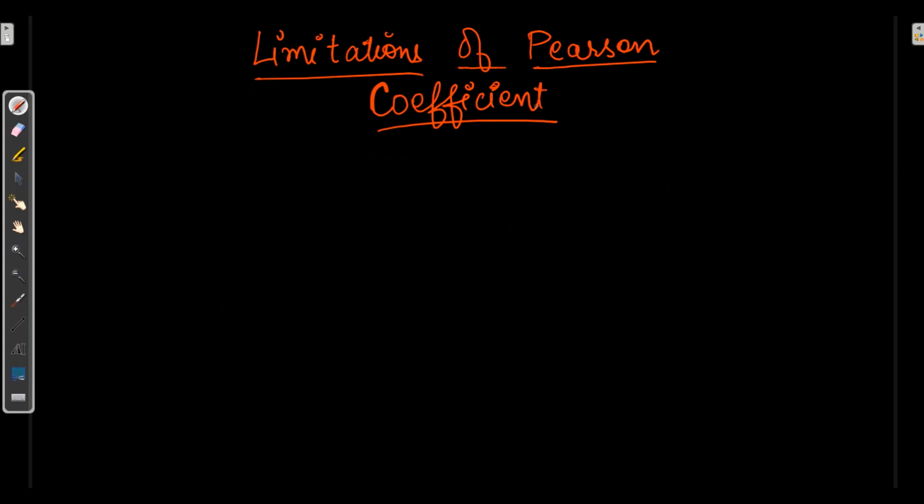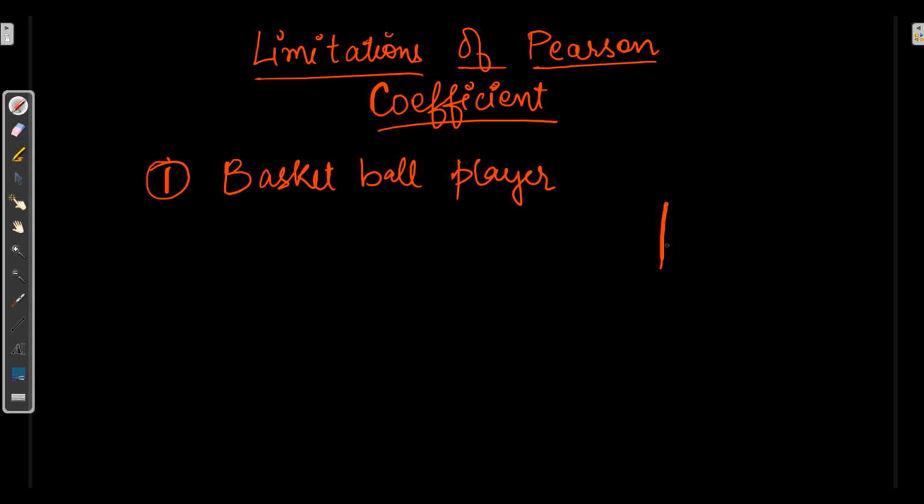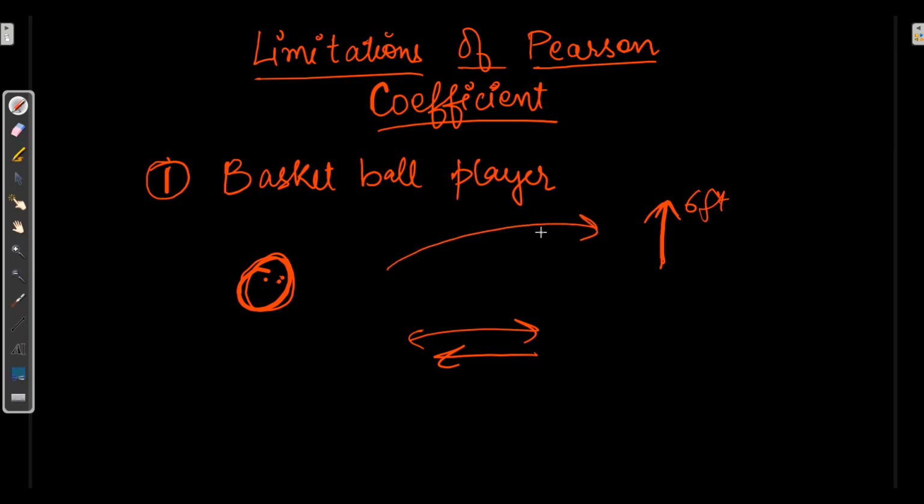Now if we talk about limitations of the Pearson coefficient, it is not a two-way process. If we take an example of a basketball player, we know basketball players have good height. Or rather I can say if he is a basketball player, there are more chances that he has good height. But we cannot say every tall person can play basketball, right? There is no two-way process, which means a basketball player always has good height, but a tall person playing basketball perfectly is not mandatory. So here, the Pearson coefficient fails.